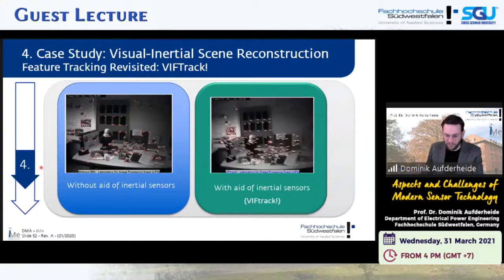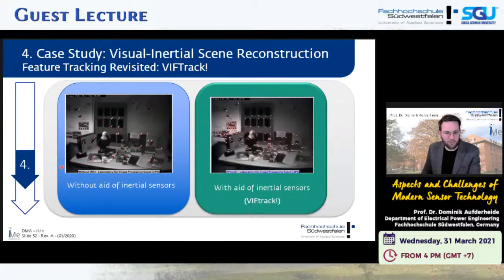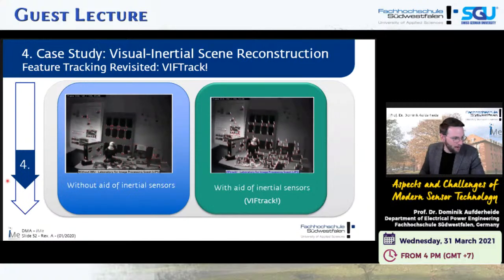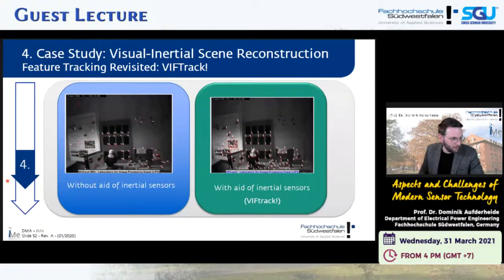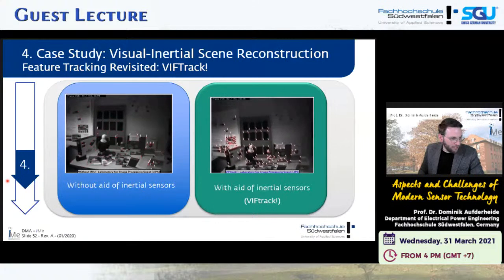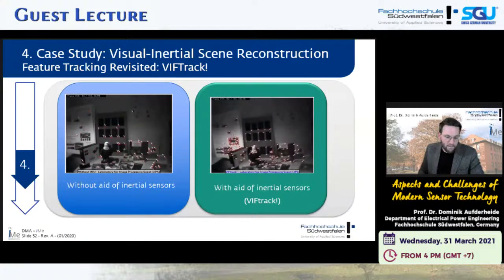And this was a great success because with the usage of this approach, we were able to actually increase the stability of our system enormously, really enormously.